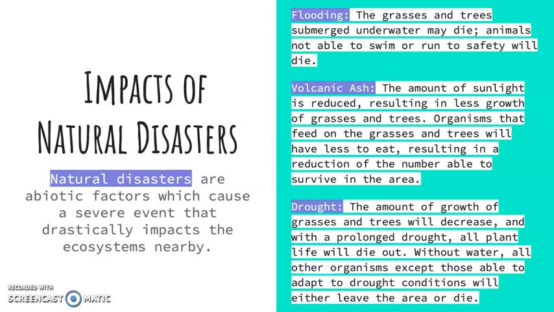If there was a volcanic eruption and there was an excess of volcanic ash, the amount of sunlight would be reduced, resulting in less growth of grass and trees. Organisms that feed on the grass and trees would have less to eat, resulting in a reduction of the number able to survive in the area. So if there's less food to eat, there will be less organisms which eat that food.